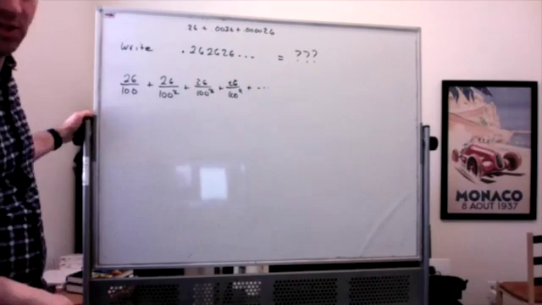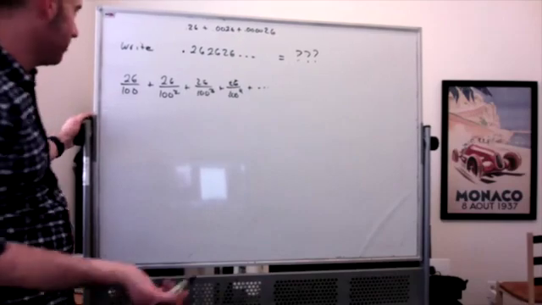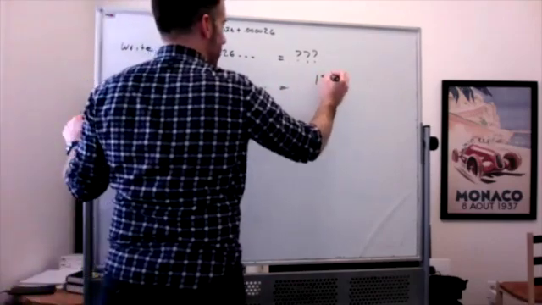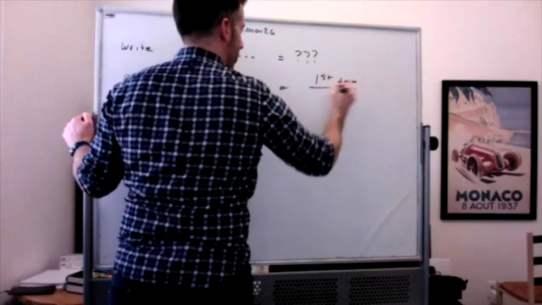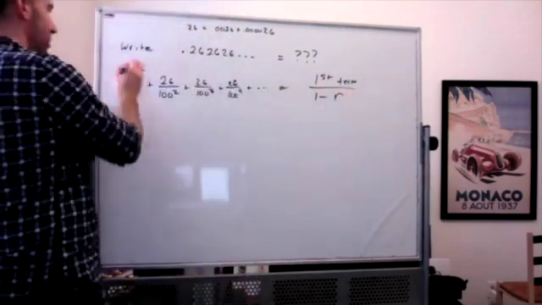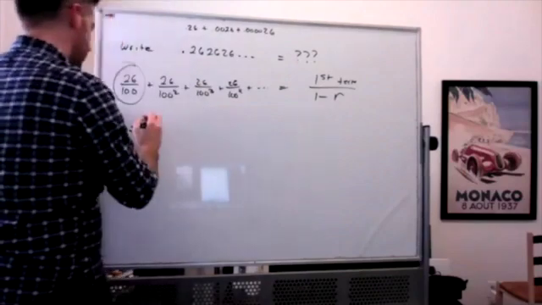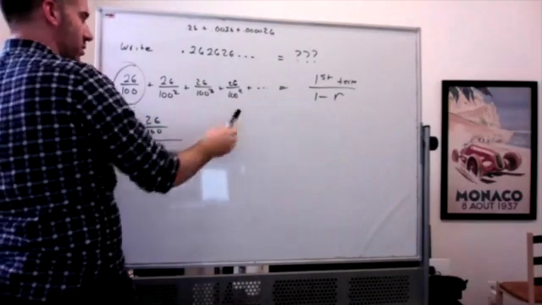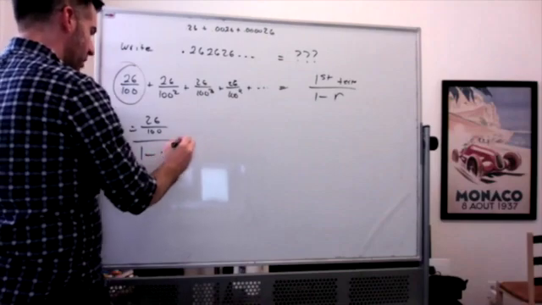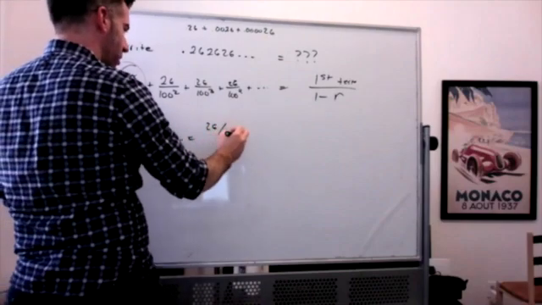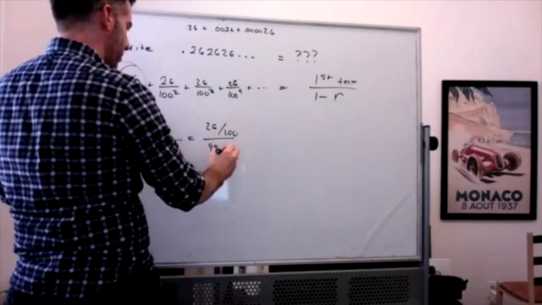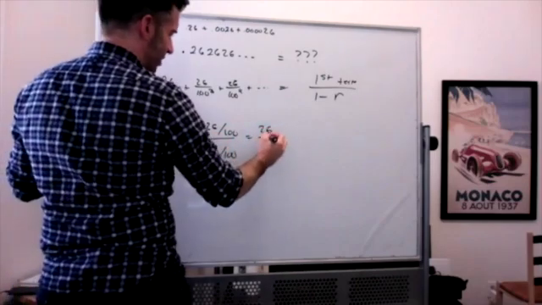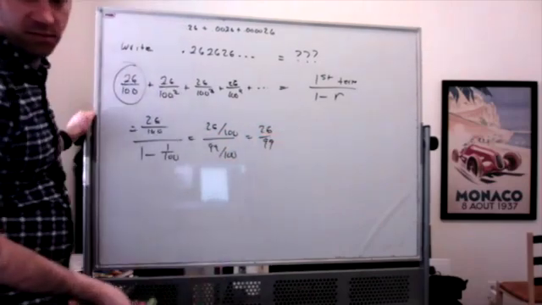Every term is the previous term times 1/100th. Well, we know how to add up a geometric series where the ratio is less than 1. This is equal to the first term over 1 minus the ratio. There's the first term over 1 minus your ratio, which is 1/100th. This is equal to 26 over 100 over 99 over 100, which is 26 over 99. So that's kind of neat.